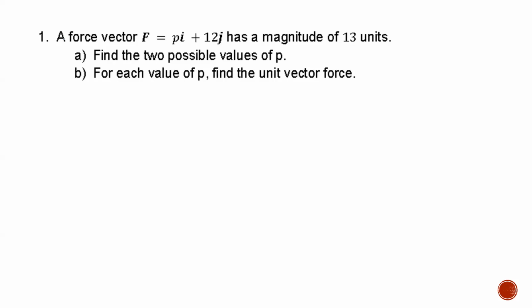It says a force vector F, which is equal to Pi plus 12J, has a magnitude of 13 units. Firstly, we have to find the two possible values of P, and for each value of P, we have to find the unit vector force. I think it's important to note that we are finding two values, and also at the end, you're going to find the unit vector force, and we have a magnitude of 13.